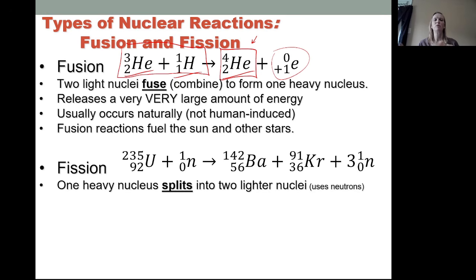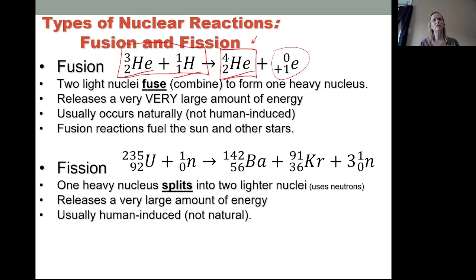Fission, on the other hand, is when one heavy nucleus splits into two lighter nuclei. And typically this is human induced. It releases a large amount of energy, but not a very, very large amount of energy the way the sun does or other stars. And so this fission typically uses neutrons to get it started, and then may also emit neutrons as a product at the end of the reaction, which might then go on and stimulate other fission reactions to occur.